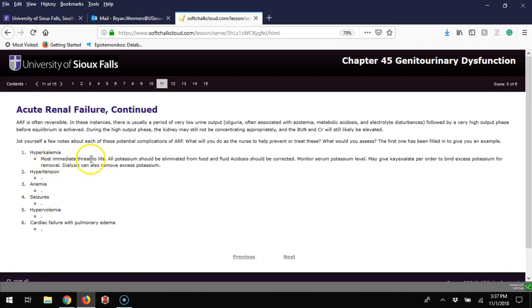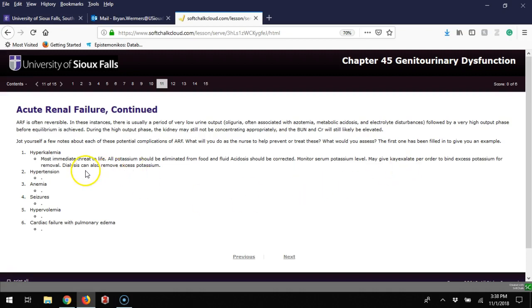Hyperkalemia is one of the biggest things. We're not peeing off that potassium. It's building up within our bodies. And this, of course, can cause problems with cardiac arrhythmias as well as some acidosis. So dialysis can remove that potassium. Otherwise, we can give binders such as Kayexalate and then remove some of that excess potassium.